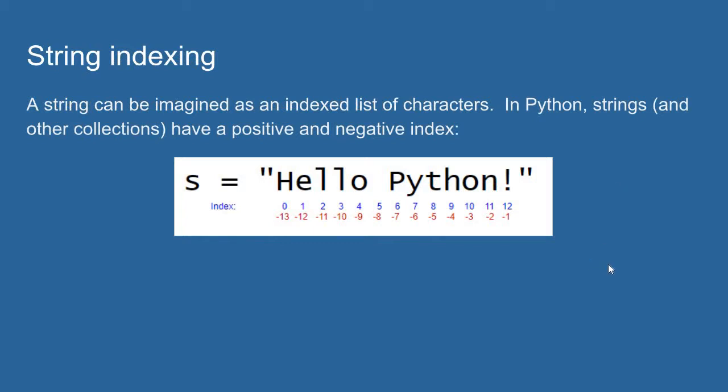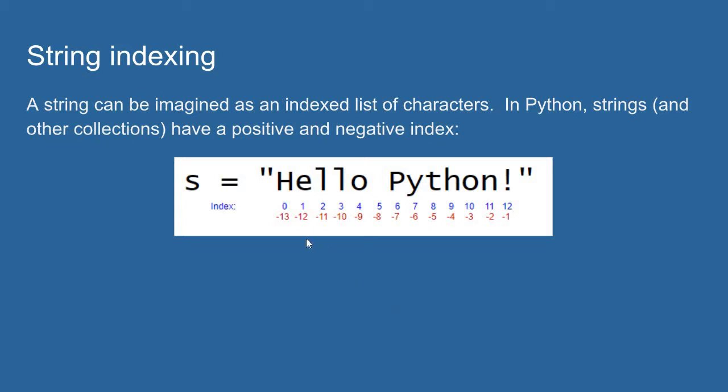We can also imagine a string as being an indexed list of printable characters. In Python, strings and other collections have a positive and negative index that we can use to access individual characters within the string. Here I have an example string, s is equal to the string hello space Python with an exclamation point at the end. If I think of indexing starting at 0, the first character has an index of 0, and then we count up. Each character has a unique index.